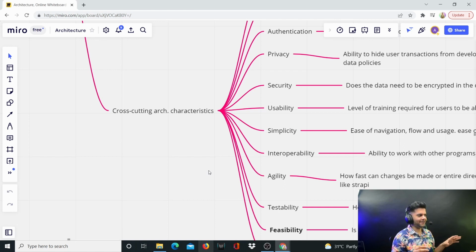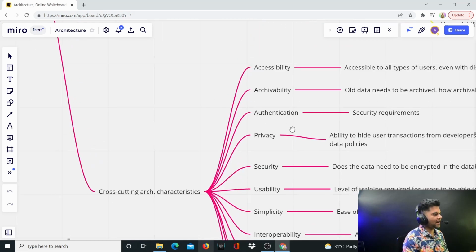Okay. Now you don't want to say that in front of the interviewer or in front of your boss, if you're actually architecting something. But you just want to be aware at the back of your mind that these are some things that you can skip if you have less time available. Okay. So let's start with accessibility.